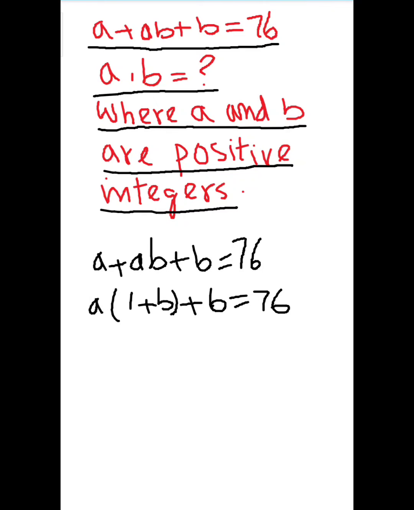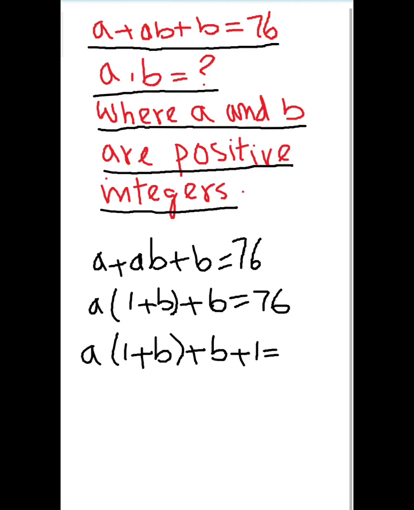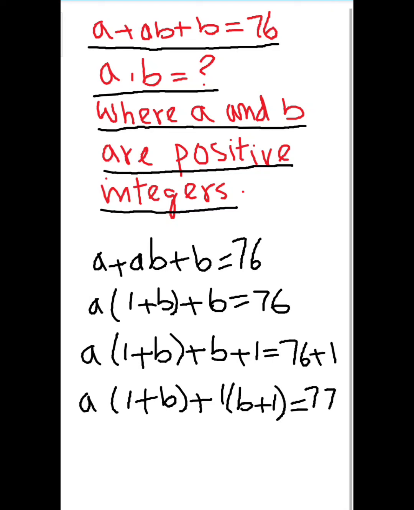So we don't have any other term or value to find another factor. For that I am adding plus 1 to both sides of the equation. Now we have a times 1 plus b plus 1, and b plus 1, 1 times b plus 1 is equal to 77. Now we can write a plus 1 times b plus 1 is equal to 77.